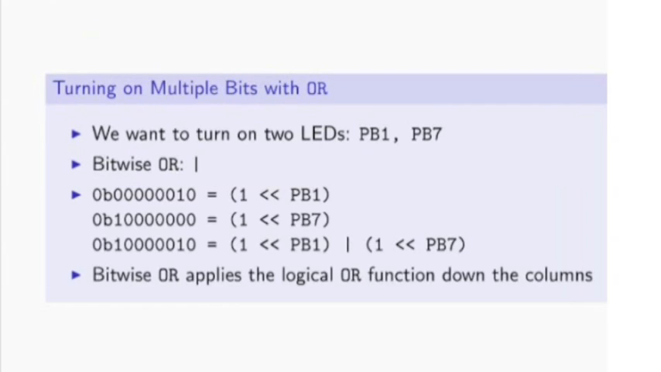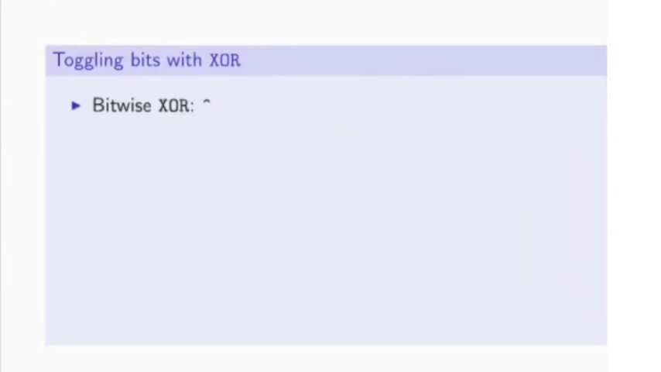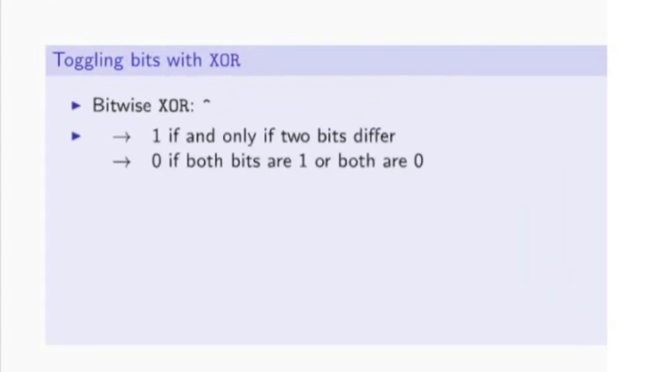Applies logical OR down the columns. Imagine you want to toggle a bit. It turns out that XOR is really good for this. XOR is 1 if and only if the 2 bits it's comparing are different from each other. That is to say, if one is 1 and the other is 0, or if one is 0 and the other one's 1, the result is 1.